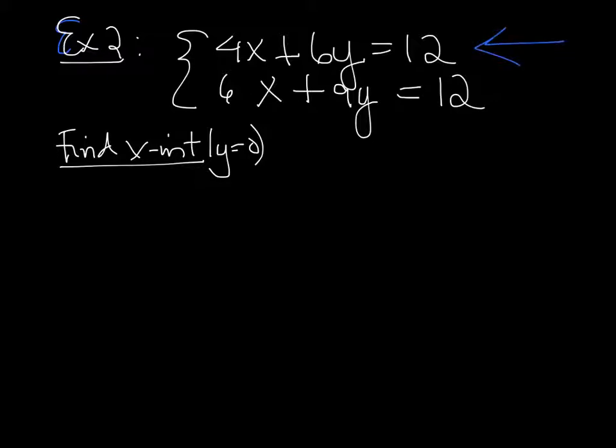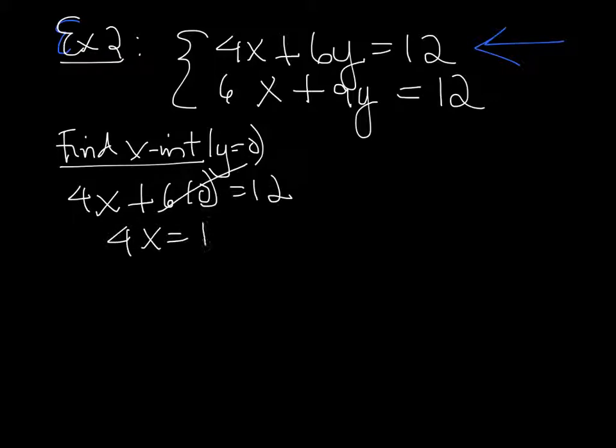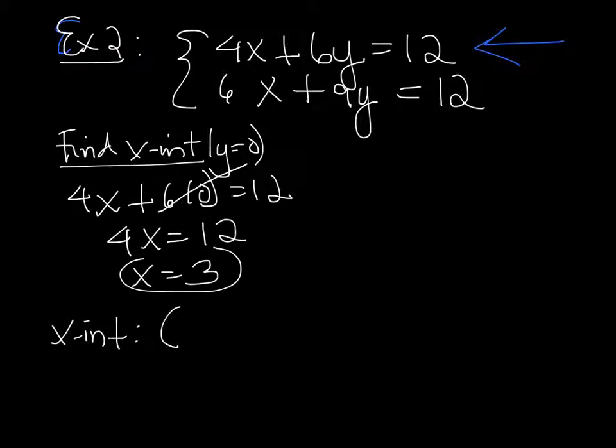So that's 4x plus, again, 6 times 0 is going to be 0, right? If you want to do this part in your head, that's completely fine. 4x equals 12. Well, 4 times what is 12? x is 3. So my x-intercept that I found is (3, 0), right? We let y be 0.